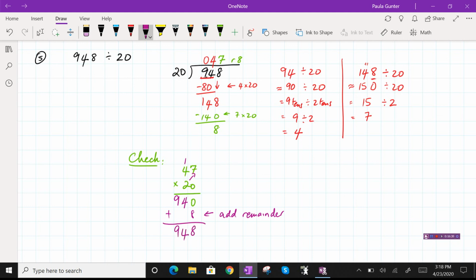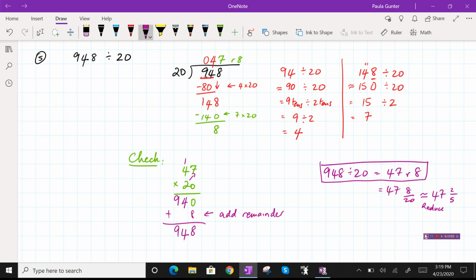So we're absolutely correct that 948 divided by 20 is 47 with a remainder of 8, or 47 and 8 out of 20. Later on, if you're doing fractions, you would even reduce, if you know about that yet. 4 into 8 would be 2. 4 into 20 would be 5. All right, but right now I care just about this top part.